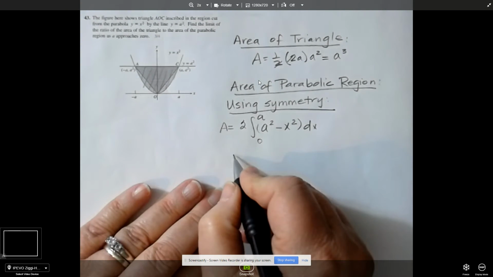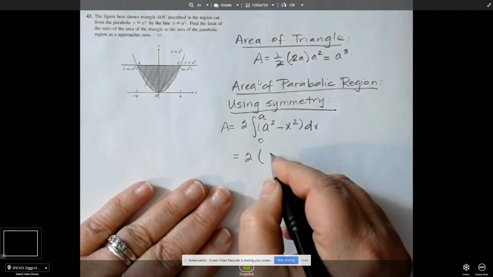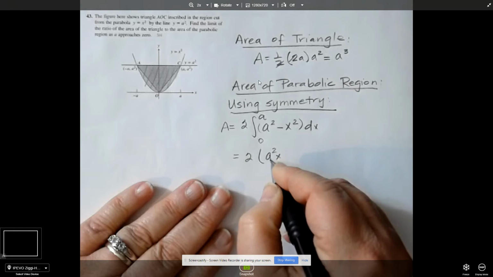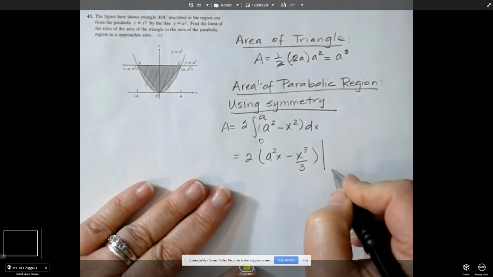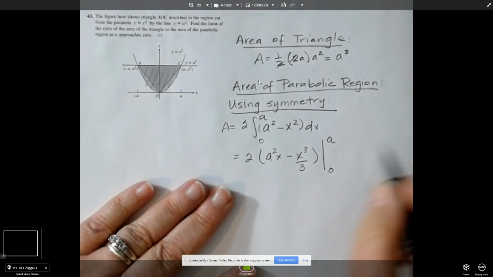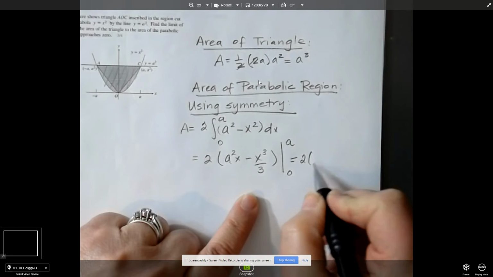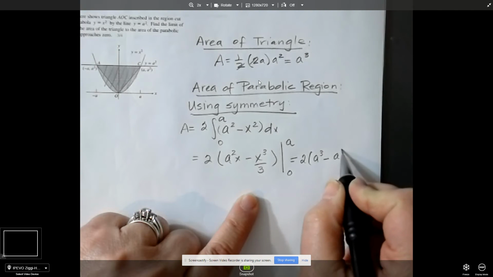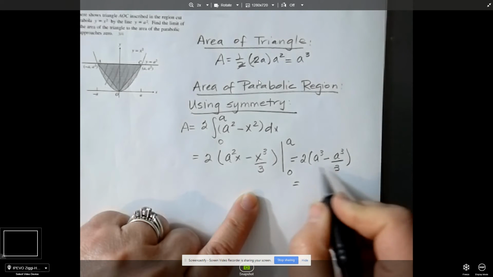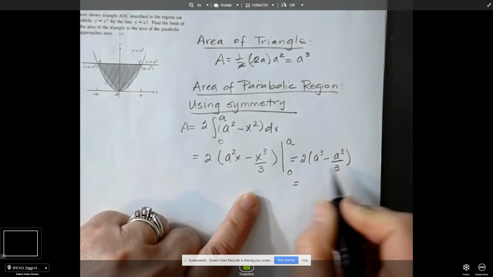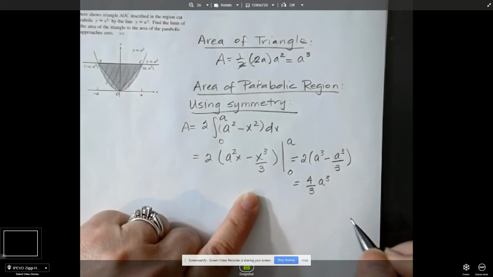All right, so let's integrate that. We get 2 times, well, a squared is just a constant, so that's going to become a squared x minus x cubed over 3, evaluated between 0 and a. And so let's plug in a. We get 2 times a cubed minus a cubed over 3, which is equal to, well, the inside here is equal to 2a cubed over 3 times 2, which is 4/3 a cubed when it's all said and done.